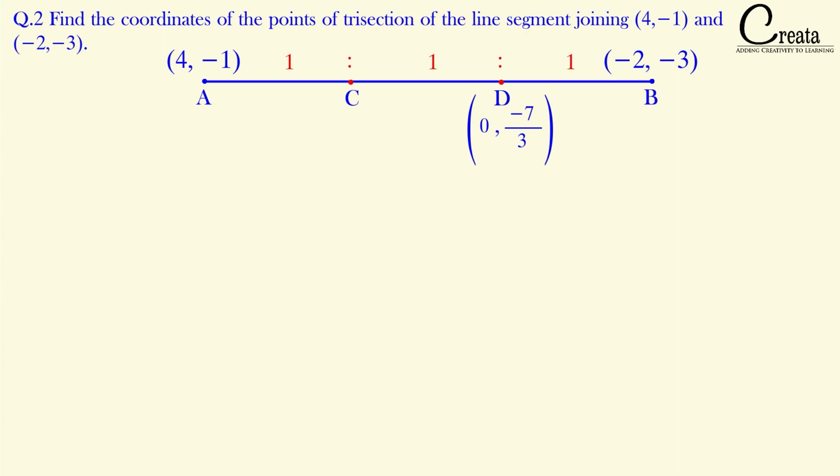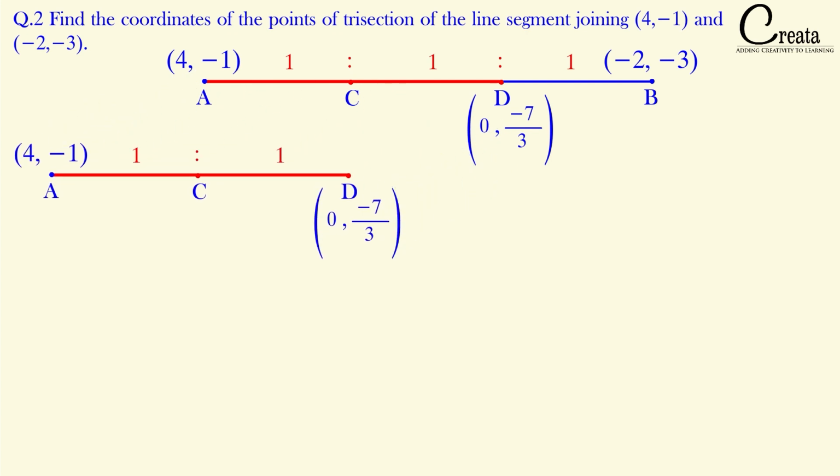Here, if we only see the line segment AD, can we say the ratio of AC is to CD is 1 is to 1? Yes, we can say so. We have removed the line segment DB. Here we can apply the section formula.